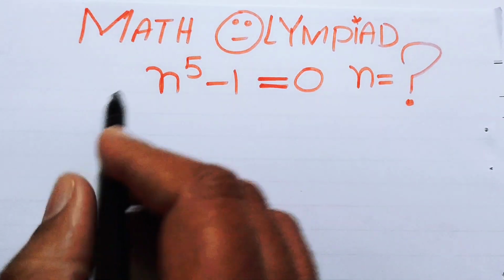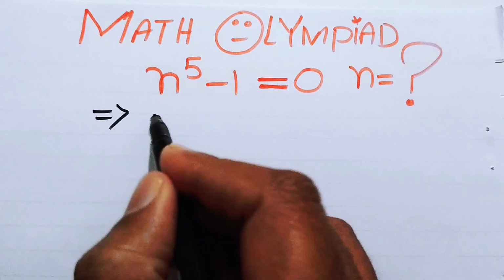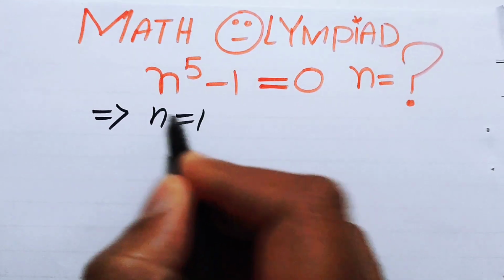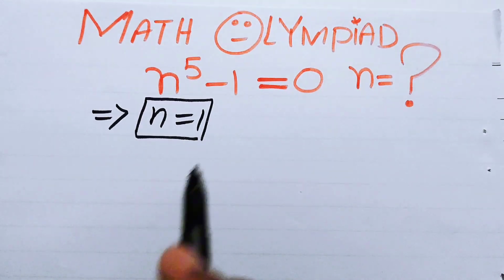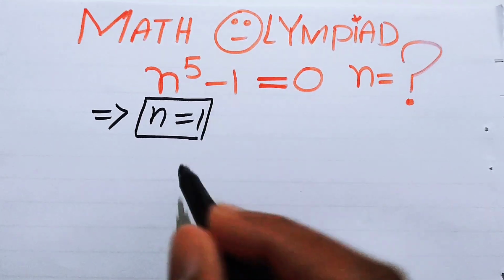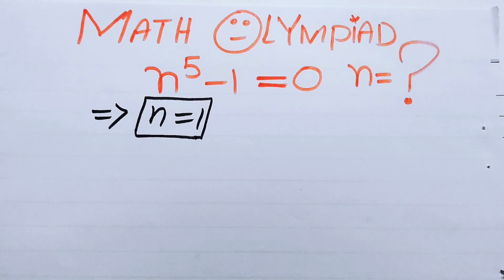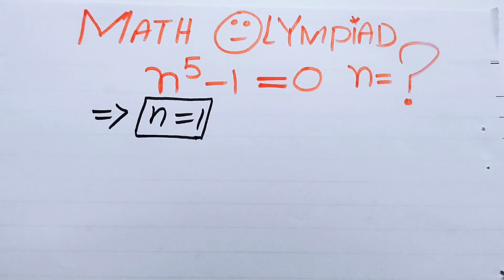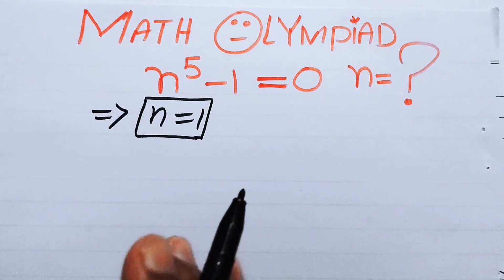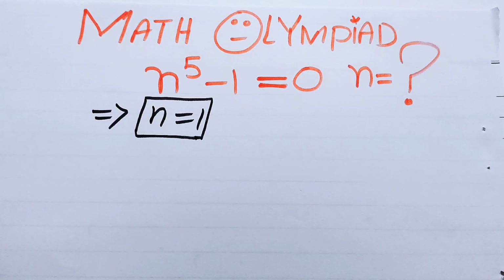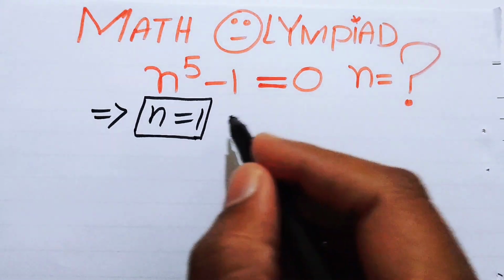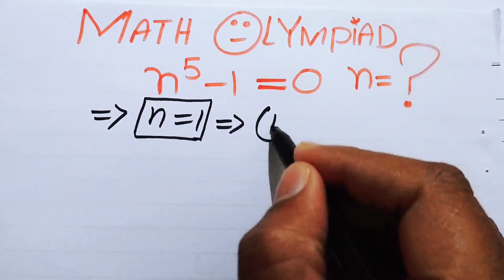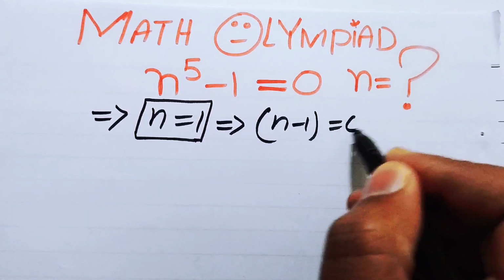First we find the roots of this equation by inspection. You can easily say that n equals 1 is a solution of this equation because it satisfies this equation. Now we use the division method in order to proceed with this question. So we use this factor here, which implies that n minus 1 equals 0.